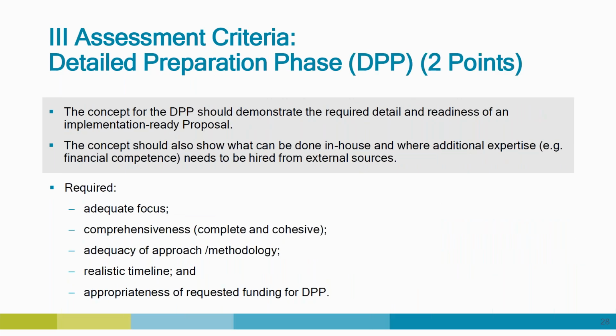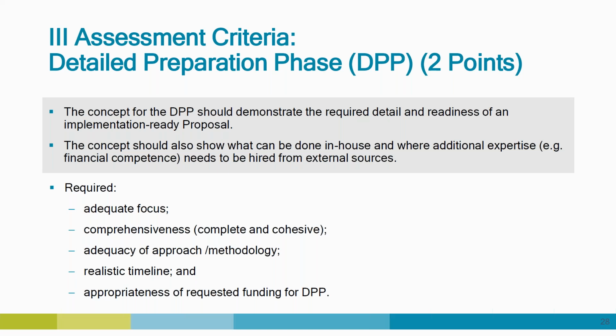The last feasibility criterion is the concept of the detailed preparation phase to allow NSP proponents to develop the concepts to be implementation ready. The DPP concept should also show what can be done in-house and where additional expertise, such as financial competence, needs to be hired from external sources. We have already mentioned the availability of an expert pool.